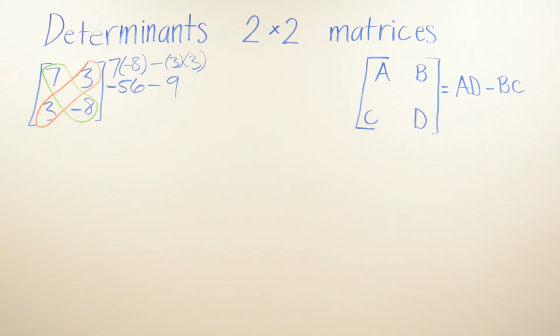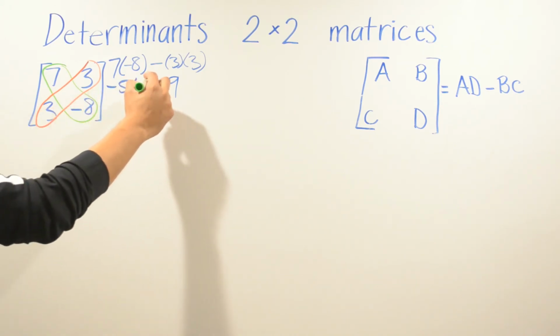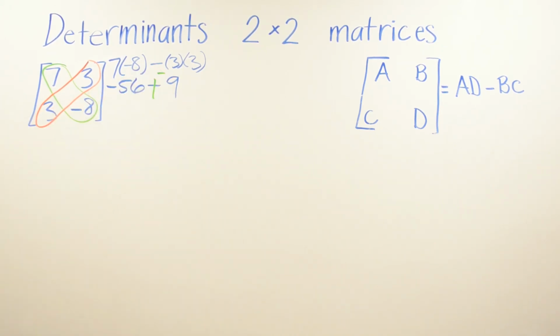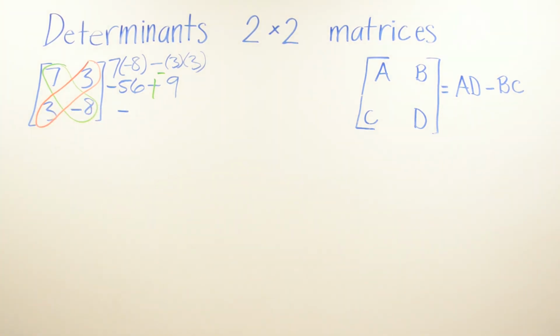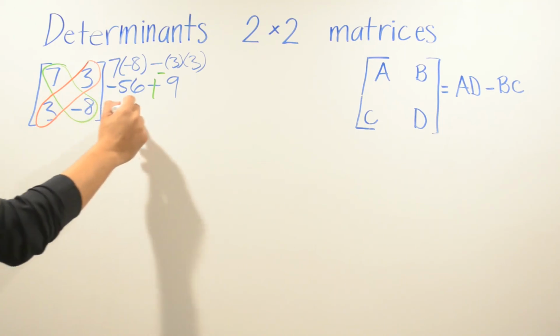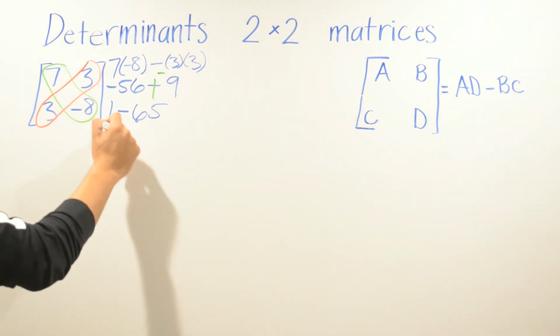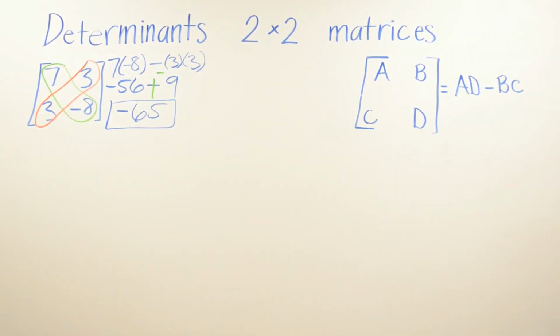Then we turn this into a positive, and then this is going to be a negative. So then we have two of the same signs. We have two negatives. So we're going to add them, and we should have -65. So that should be your answer.